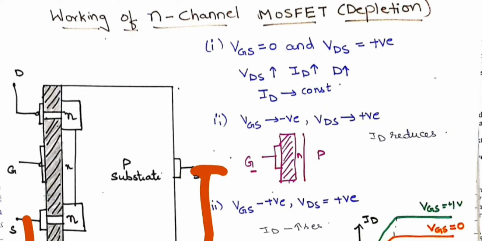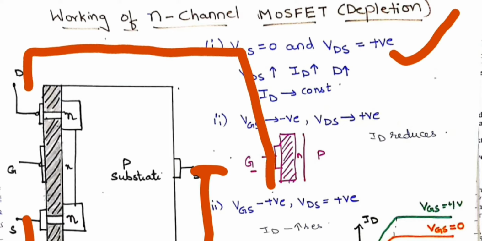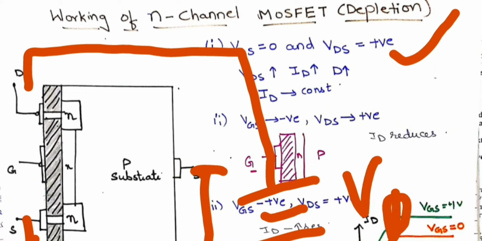Now we'll take the first case. VDS is a positive voltage, therefore you connect a positive voltage between drain and source. The drain terminal is connected to positive and the source terminal to negative. This is nothing but VDS, positive voltage. This is plus and this is minus, and we take VGS equal to 0, so gate and source are connected to ground.